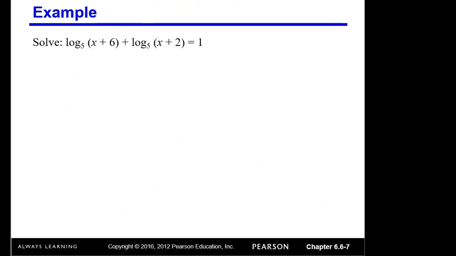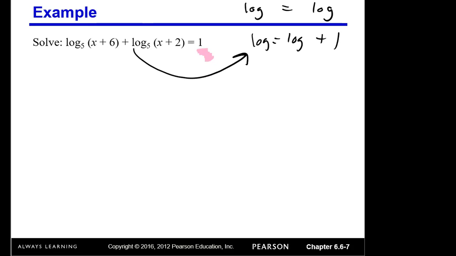Okay. This one, I cannot use the drop the log trick because I have 2 logs, but then I also have a third term over here. The dropping of the log trick only works when you have a log equal to a log. And even if I moved this log to the other side, then I'd have a log equal to a log plus 1. So it ain't working. I can't use this trick.